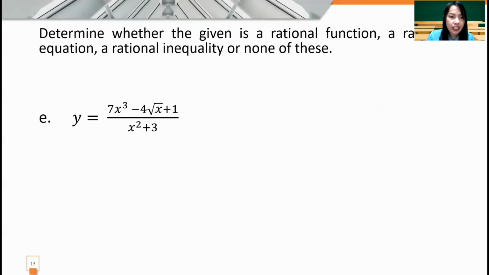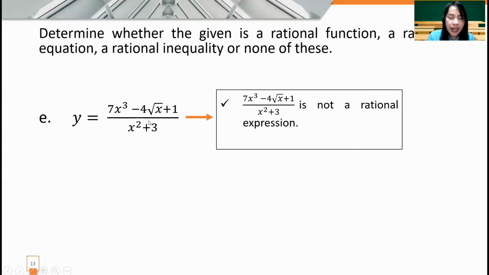For letter E, last two items, y equals 7x cubed minus 4 square root of x plus 1 all over x squared plus 3. Makikita mo na dito yung radical sign, meaning you can automatically conclude that none of this. This is not a rational function. This is not a rational equation. This is not a rational inequality.